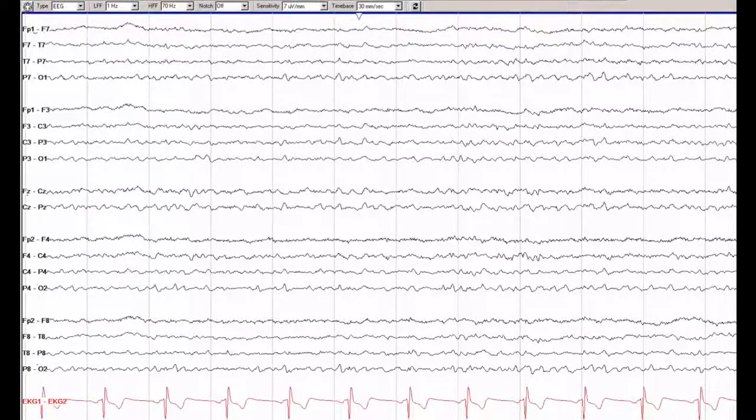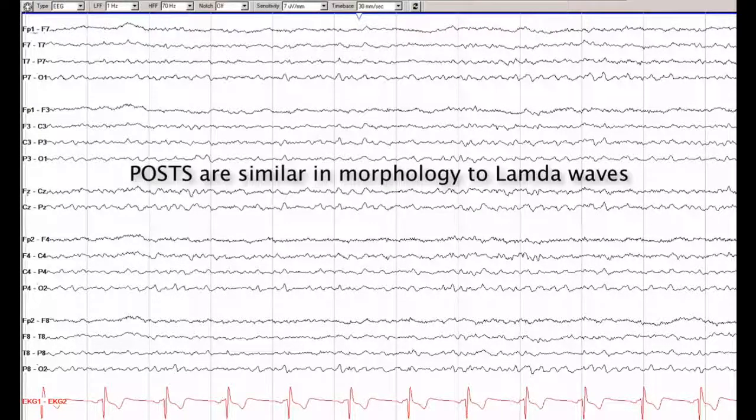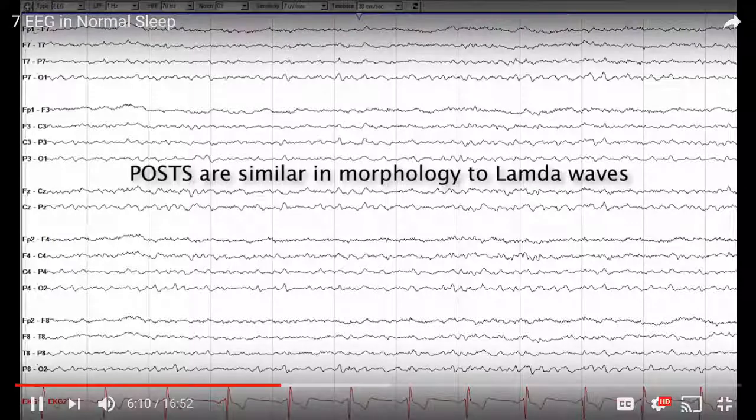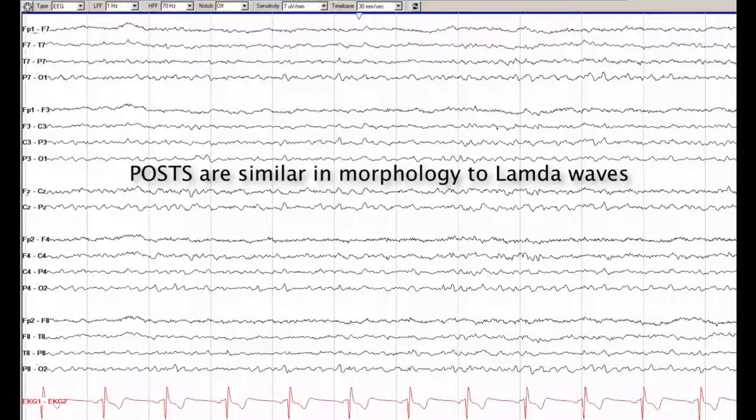You might have noticed when thinking about the normal wakefulness video that POSTS have a very similar morphology to lambda waves, except that they occur during sleep. Although the exact generator of POSTS is unknown, patients with prominent lambda waves often have prominent POSTS. It is useful to think about POSTS as the sleep state correlate of lambda waves, as they have very similar morphology, location, and polarity.